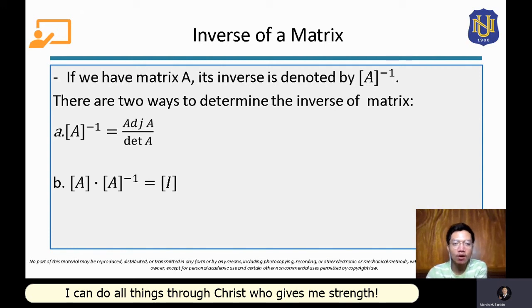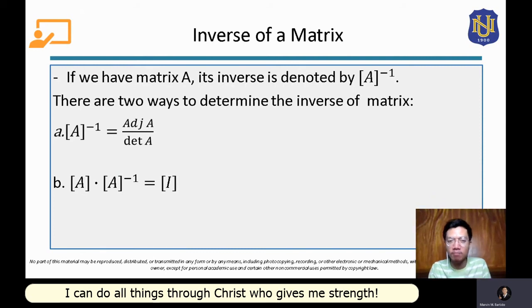For our second method, it will be your matrix A multiplied by your inverse matrix, which is your unknown, equal to the identity matrix I. For our identity matrix I, the principal diagonal elements are all 1. That's our definition for identity matrix or unit matrix, in the types of matrix that we have discussed. So all the principal diagonal elements of that matrix I are 1, and all the remaining elements are 0. We can use this formula to solve for our inverse matrix. We will discuss in our example how to use these two methods.